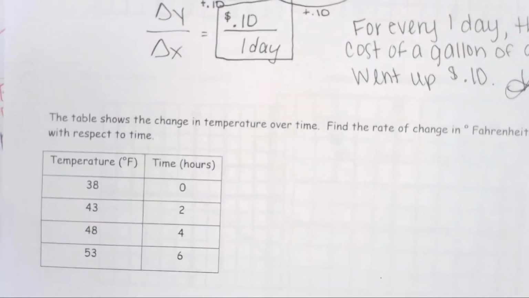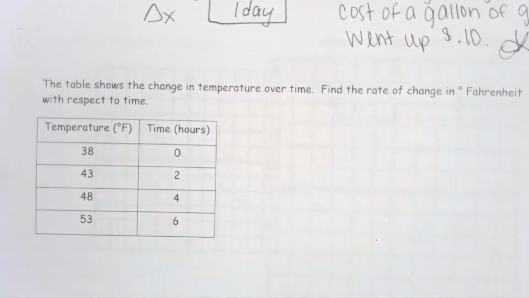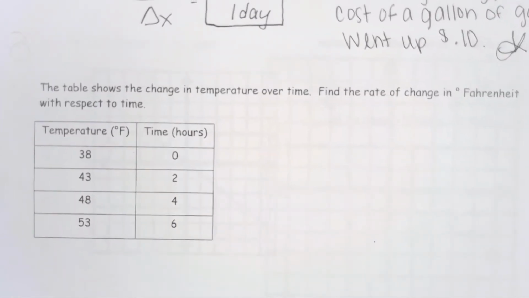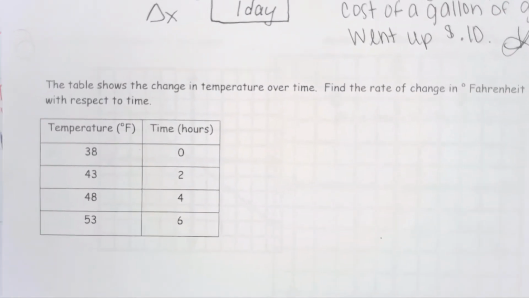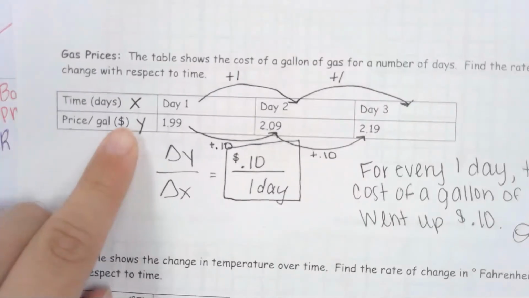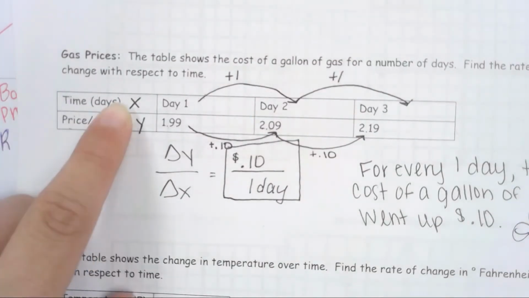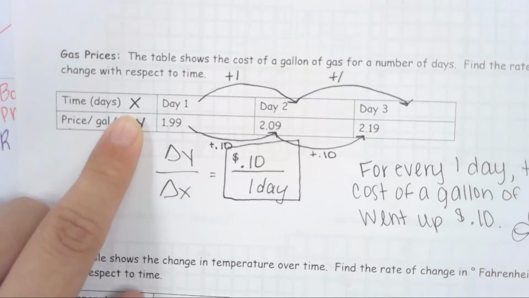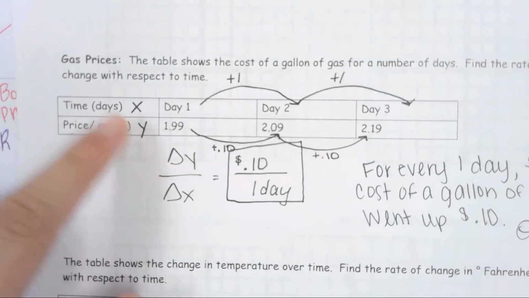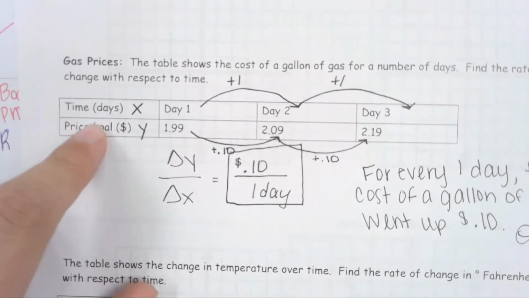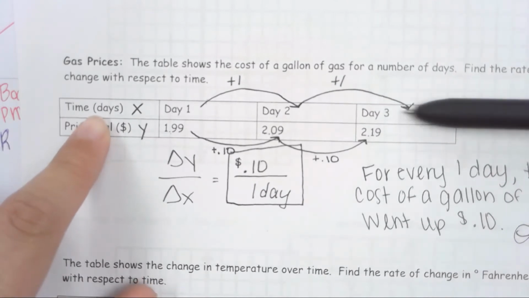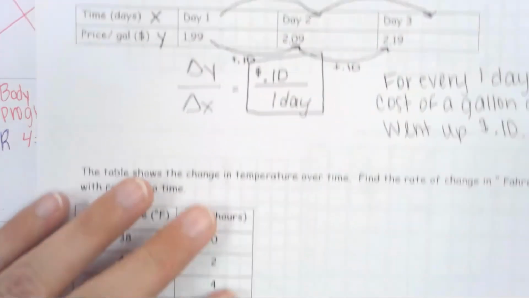Okay. So next one, the table shows the change in temperature over time. Find the rate of change in Fahrenheit with respect to time. So this one is tricky with how they set it up in your table, because remember, like I said up here, your time and your distance is always your x value, and then your price is always your y value. And 9 times out of 10, it's always in this format. So your x is first and then your y is second.